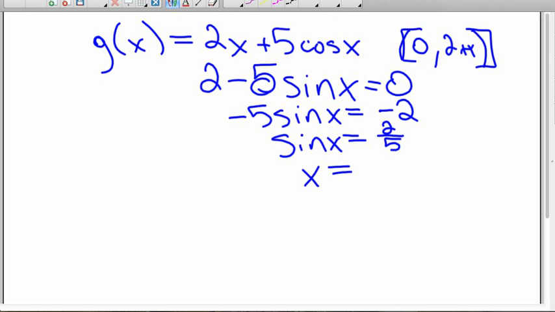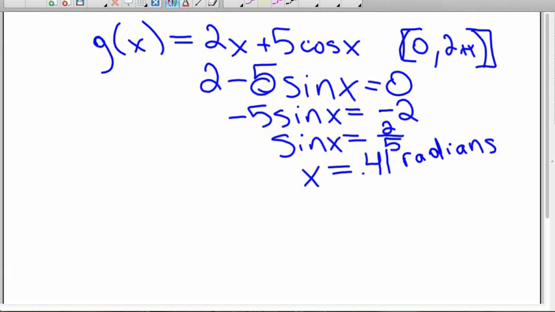Sine of x equals 2 fifths. x is about 0.41 radians. You know what units you're assuming. You can just leave it with that. Radians.